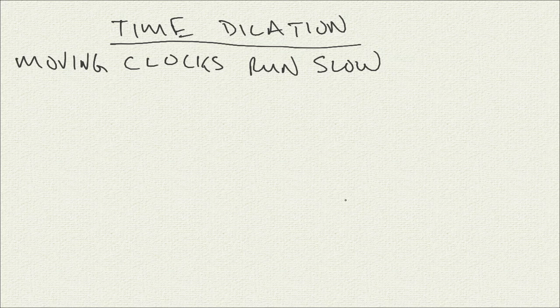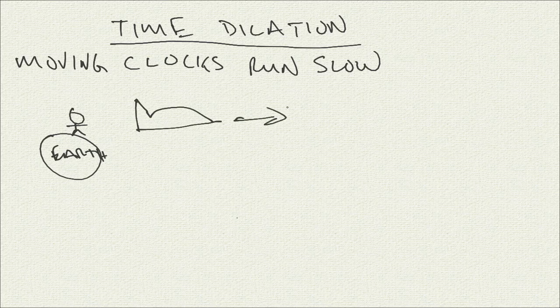Now, I've got this statement written down. I'm saying moving clocks run slow. So let's first explain the theory, and then we'll go into the mathematics to describe how it works. First of all, we want to see, let's say, the Earth and a person standing on the Earth. I know that's a big person. And then we want to have a spaceship traveling at some large percentage of the speed of light. And there's a person inside the spaceship as well.